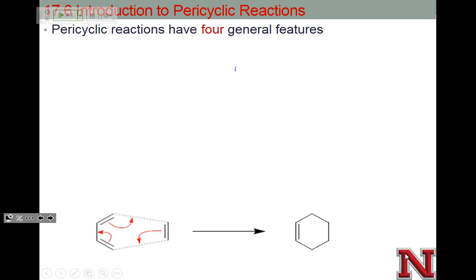Now that we talked about that, the rest of this chapter is going to be pericyclic reactions. So we're going to talk about what a pericyclic reaction is. They're very specific. There's 4 general features to determine a pericyclic reaction over anything else.